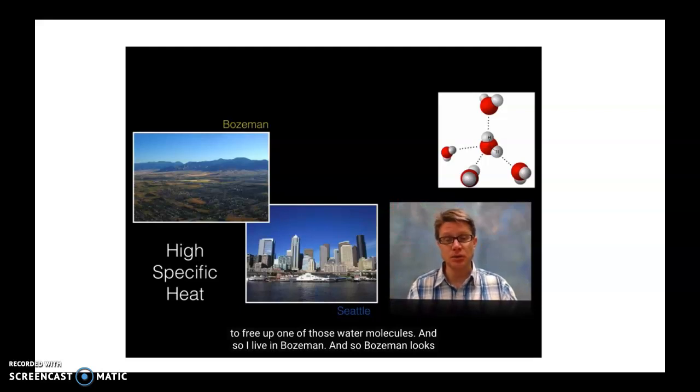And so I live in Bozeman, and Bozeman looks just like this, surrounded by beautiful mountains, but we're at about the same latitude as Seattle. Now, Seattle, instead of being surrounded by mountains, is surrounded by water. And since that water has this high specific heat, what it does is it moderates their temperature.